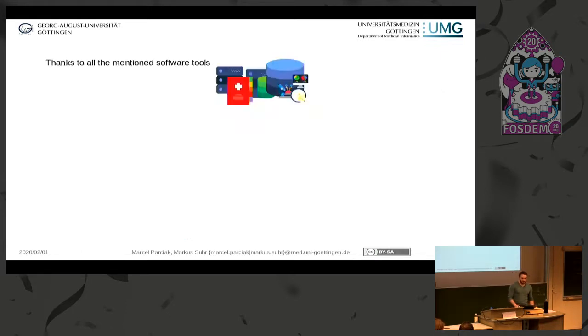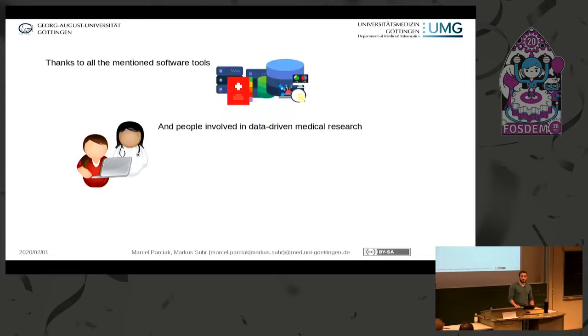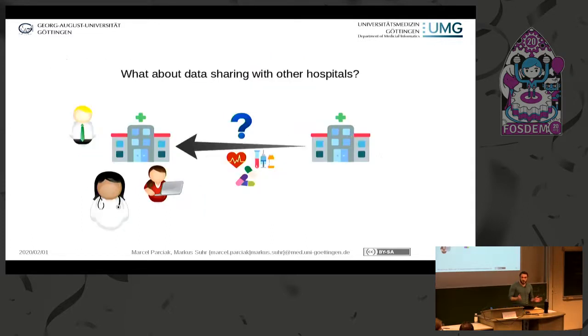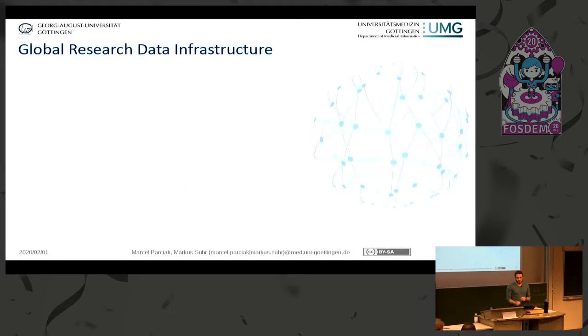So, thanks to all the tools and the people that are involved and that were able to use these tools, maybe Bob can get healthy and all his fellow patients can lead longer and happier lives. So for one hospital, this may even be somewhere the case, I don't know, not in Germany, most certainly, but what about sharing data with other hospitals? This is something that is very hard to do for us, especially we're working on that project right now, and we can see that there is a lot of data infrastructure on the global level that tries to do that, to link data together, so create this internet of data objects.